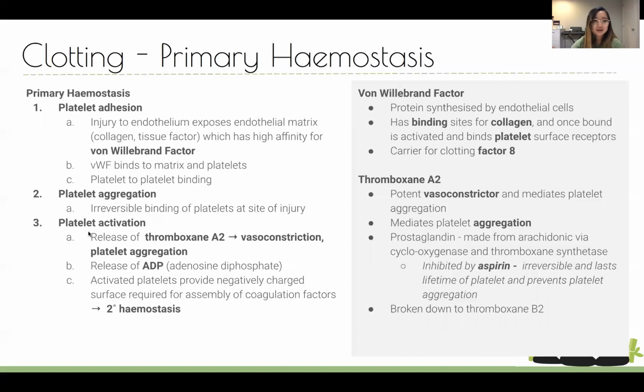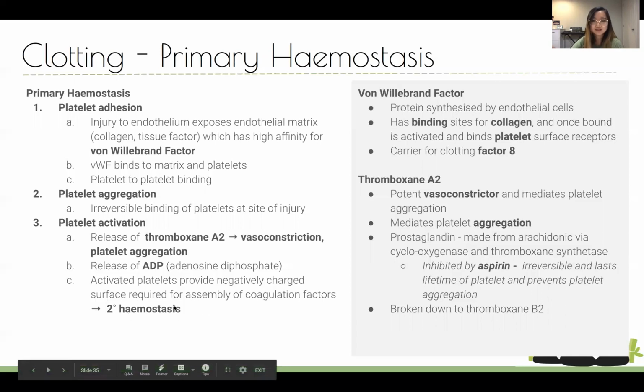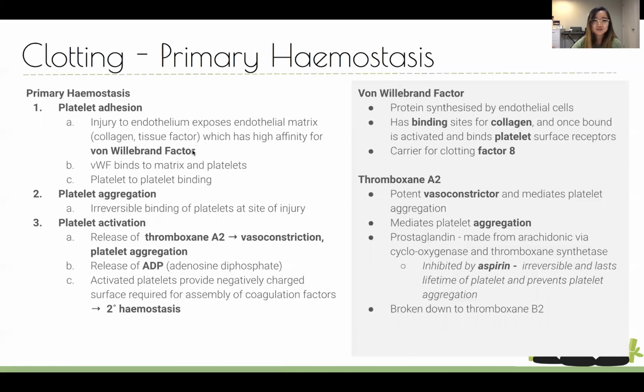The activated platelets will provide a negatively charged surface, which will help with assembly of the coagulation factors and hence promote secondary hemostasis. So two important things here, as I just mentioned, would be von Willebrand factor and thromboxane A2. I'd also remember ADP. I think it'll just come up as a little thing in a question.